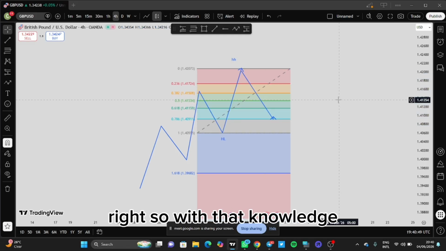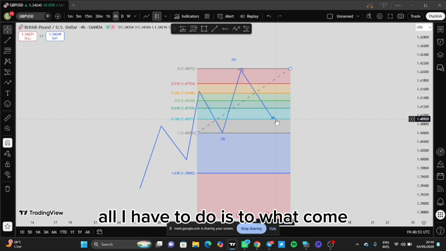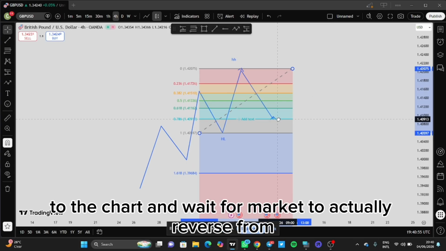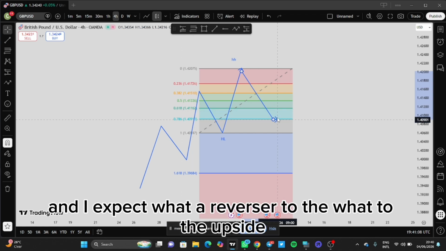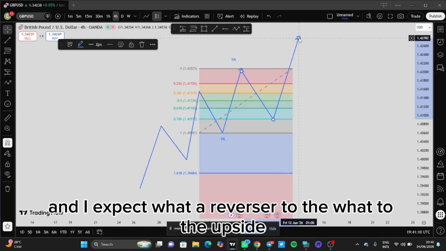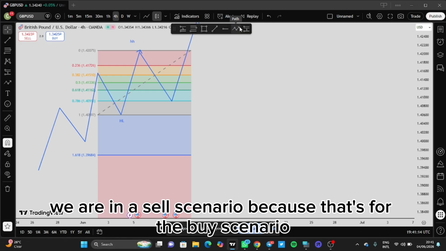So with that knowledge in mind, since I've drawn my Fibonacci tool very well, all I have to do is to come to the chart and wait for the market to reverse from either the 0.5, 0.618 or 0.786, and I expect what? A reversal to the upside. Now let's imagine we are in a sell scenario, but that was for the buy scenario.